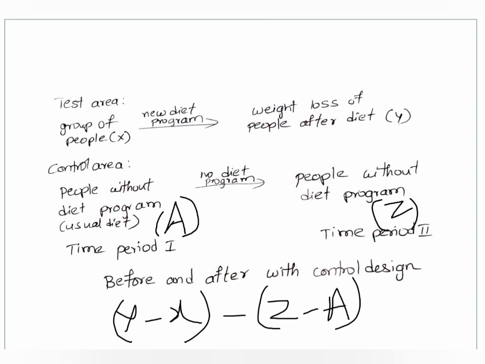So we are having the control area also, right? In this design the dependent variable is measured in a test group and a control group before and after the treatment has been introduced. This is the most rigorous informal experimental design and it allows the researcher to make more confident inferences about the causal effect of the treatment.